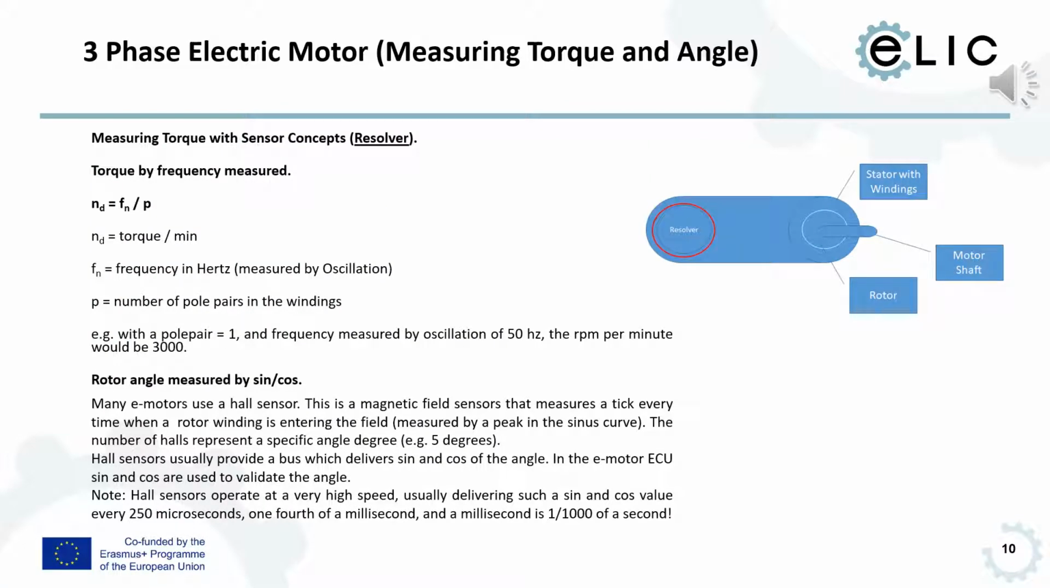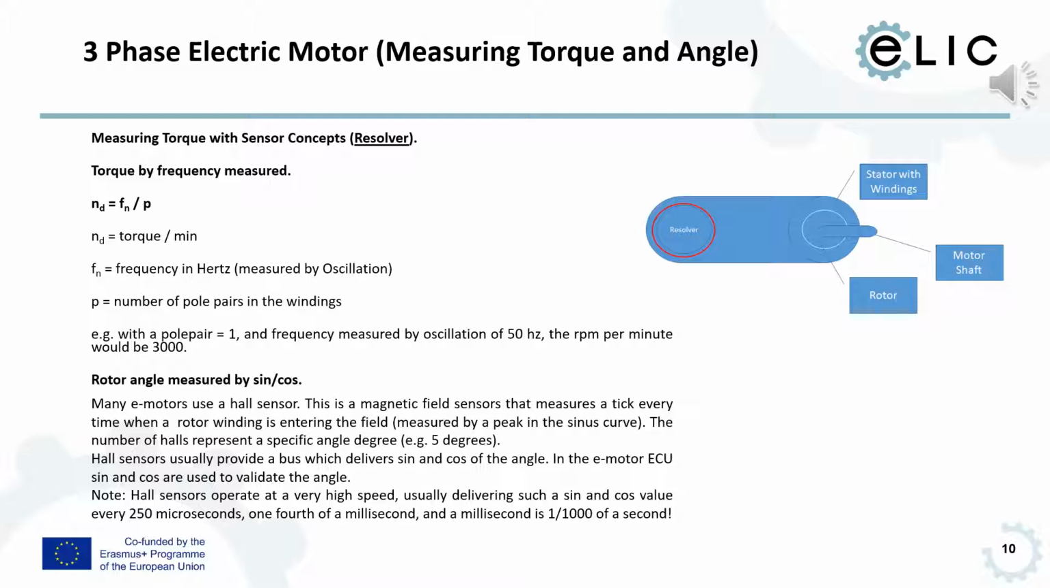The E-motor concepts also include a number of sensors so that we are measuring the torque and frequency and rotation per minute. This is called in the slide a resolver, but in reality a resolver can be based on different measurement principles from sensors. Here a simple example is that we can have a mathematical model calculating the speed of the motor where the formula is Nd is equal to Fn divided by P.